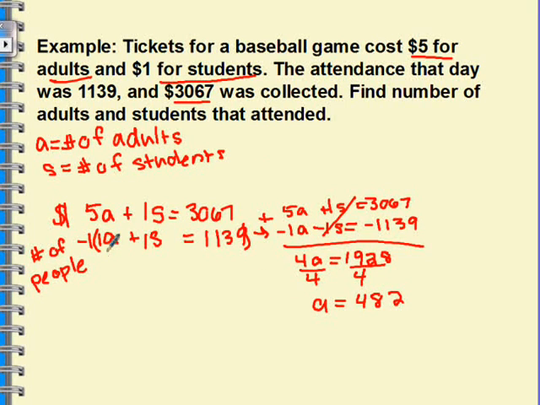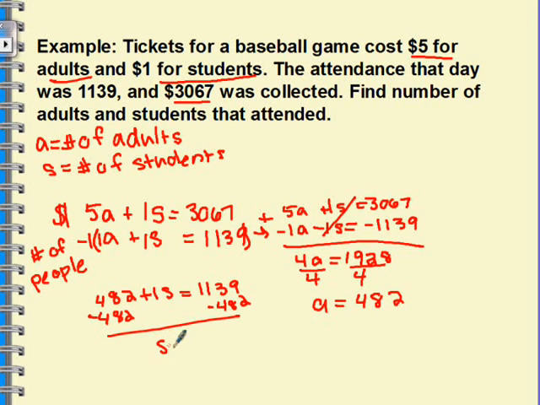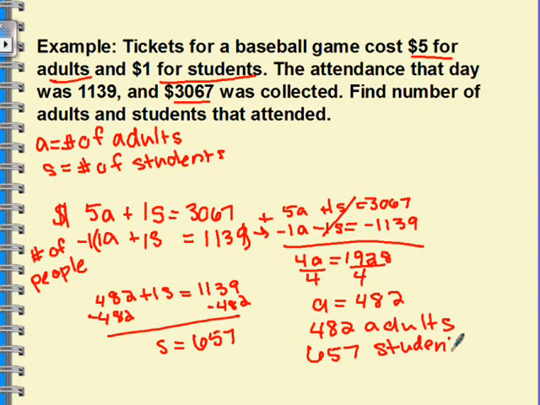Now let's figure out how many students. I'm going to go back to this bottom original equation. I'm going to say, okay, A is 482. So I'm going to plug that in for A. 482 plus S equals 1,139, just subtract 482. So how many students attended the game? 657. So there were 482 adults at the baseball game and 657 students. Okay, get ready to practice.